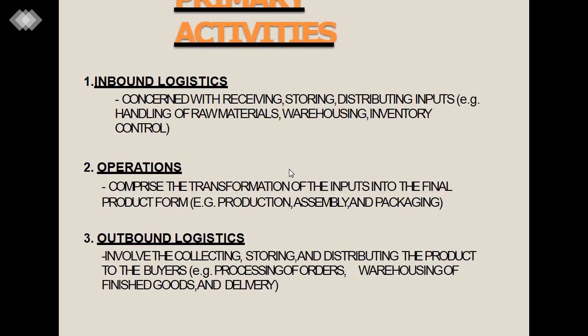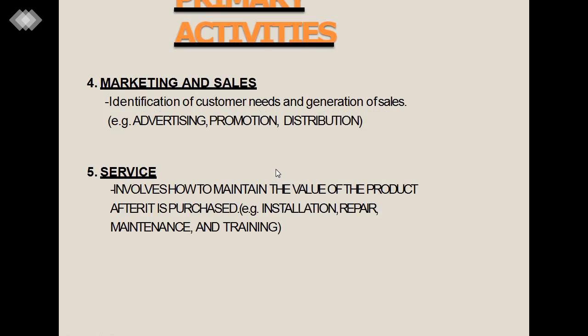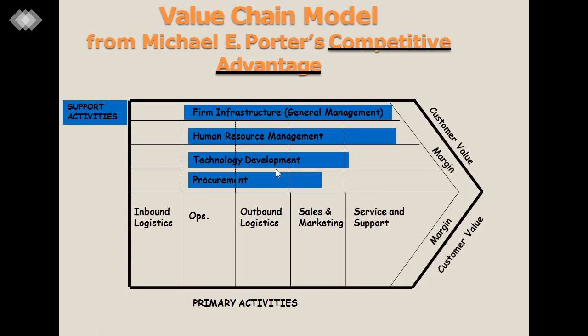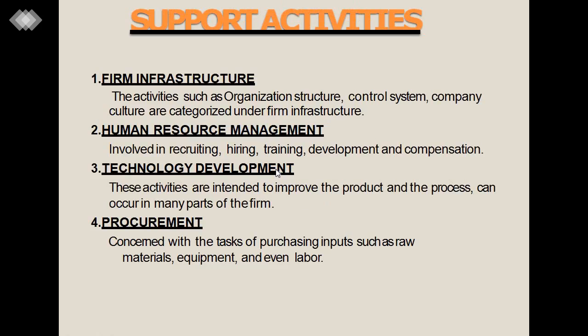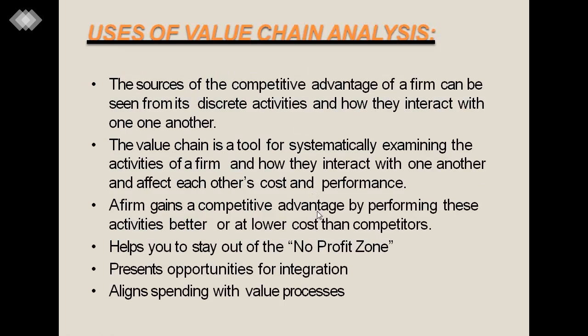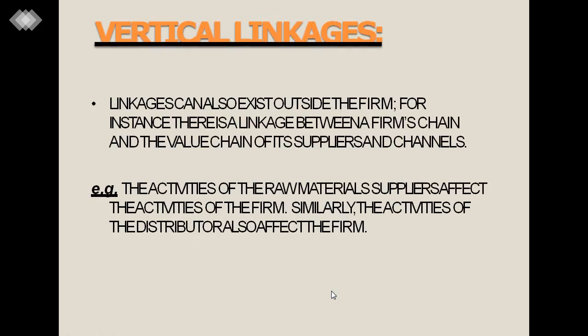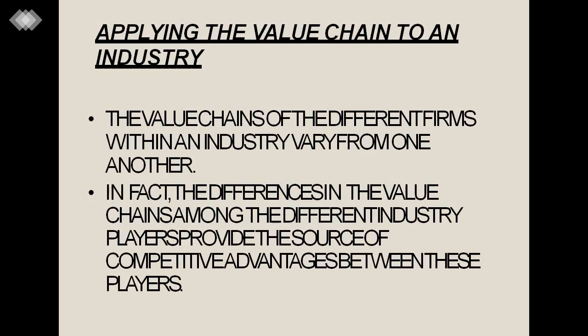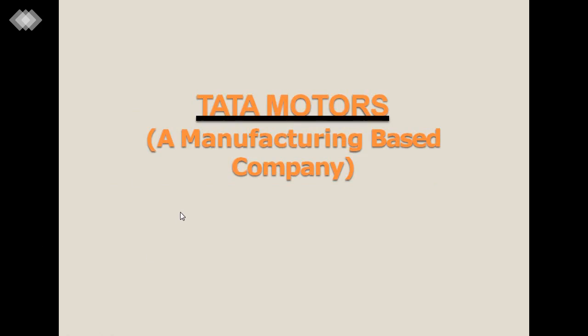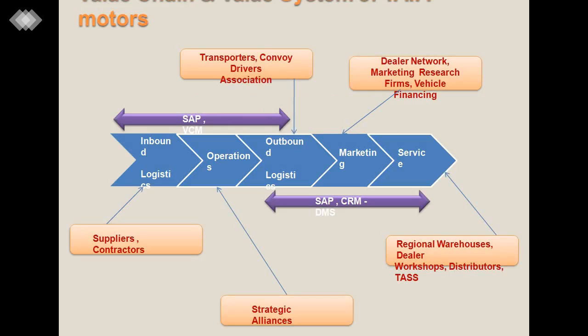After that, we covered primary activities. We learned more about inbound, outbound, operations, marketing and sales, and services. In supportive activities, we learned firm infrastructure, HRM, technology development and procurement. Then we learned the use of value chain analysis in our slide. After that, we learned about vertical linkages and how to apply the value chain to an industry. We took the example of Tata Motors, which is a manufacturing-based company, and how it deals with value chains.